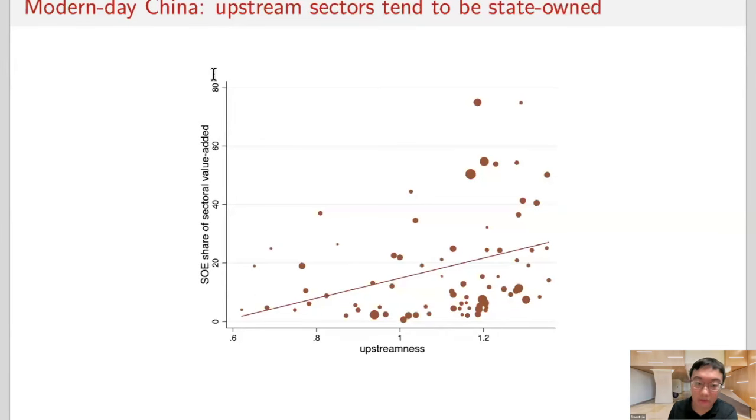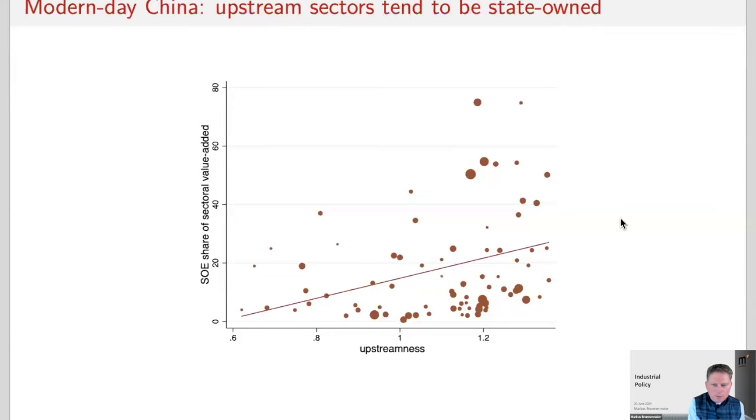So if we look at sectoral value added that's accounted for by state-owned firms, the fact that many sectors were occupied by state-owned firms, which receive explicit and implicit subsidies from the government, that's a feature of sectors being targeted by industrial policy. So here I'm plotting state-owned shares against upstreamness. You can see upstream sectors disproportionately have more state-owned firms, or receive more resources from government. So it's a common feature, not only of South Korea, but also of China.